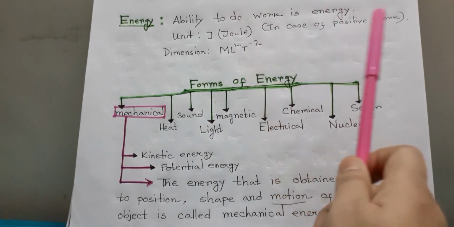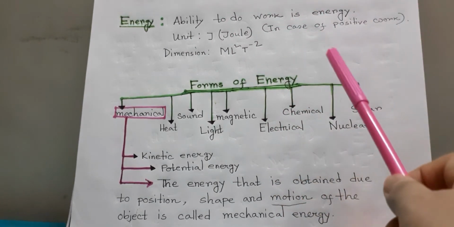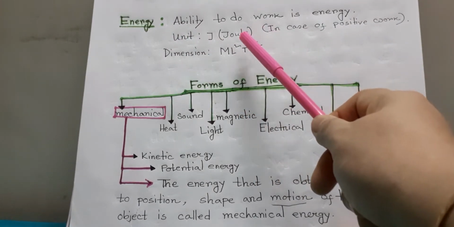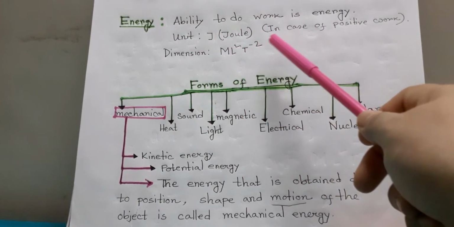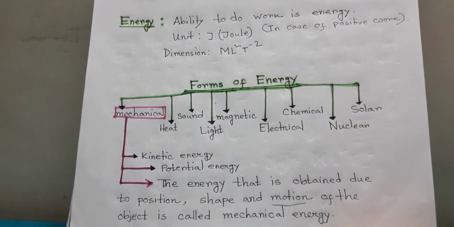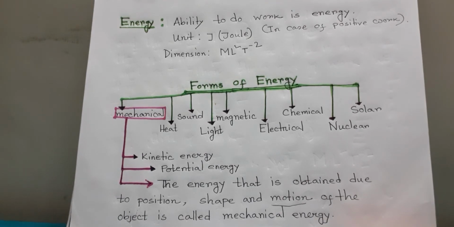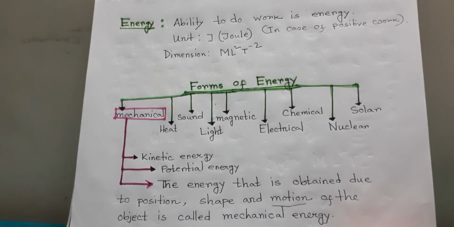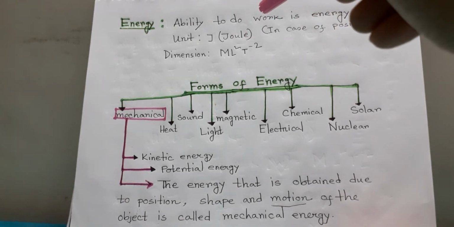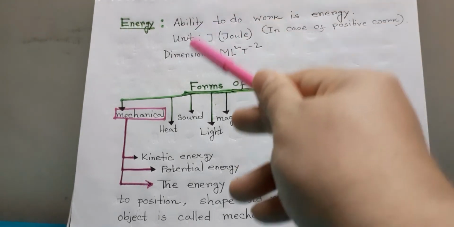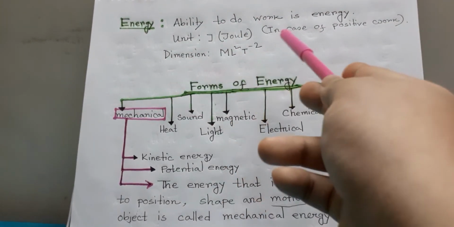So, we have already known about positive work. The unit of energy is joule and its dimension is the same as work, mL square per t square. So, we understand about energy. Again, I am repeating: energy is the ability to do work. The unit of energy is the same as work, that is joule, and the dimension is also the same as work, mL square per t square. In case of analyzing energy, we will use the term positive work.